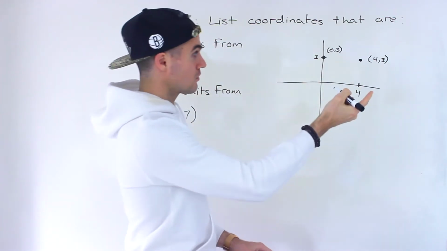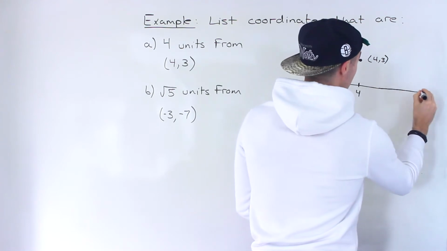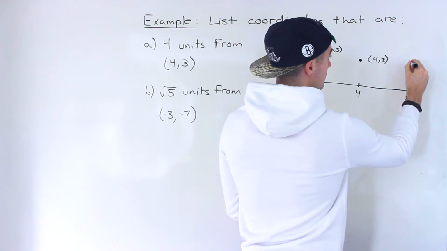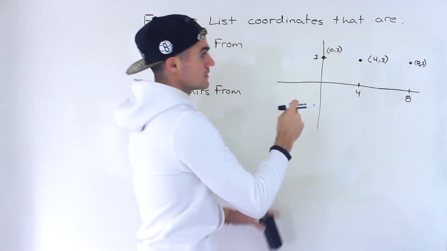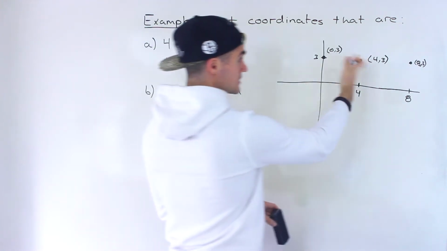Or you can go the other way. You can add 4 to the x value, going to the right, and that would give you an x value of 8. The y value would still stay the same. So that's doing a horizontal distance, going to the left or to the right.